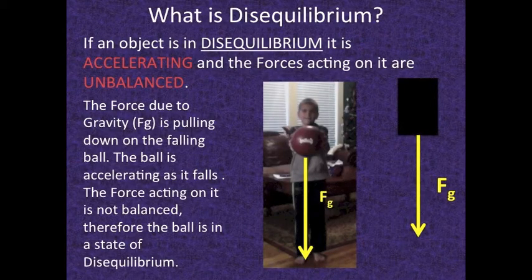What is disequilibrium? If an object is in disequilibrium, it is accelerating and the forces acting on it are unbalanced. As you can see in the picture, the force due to gravity is pulling down on the falling ball. The ball accelerates as it falls. The forces acting on it are not balanced, therefore the ball is in a state of disequilibrium.